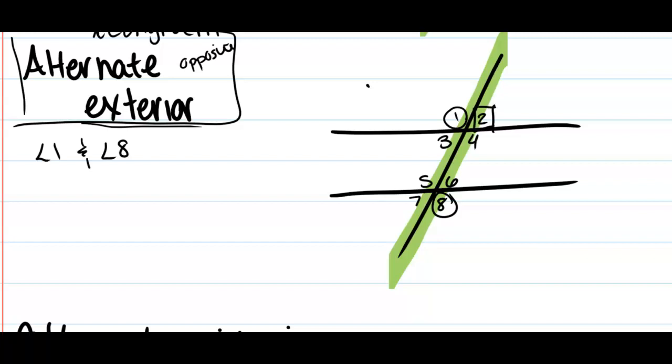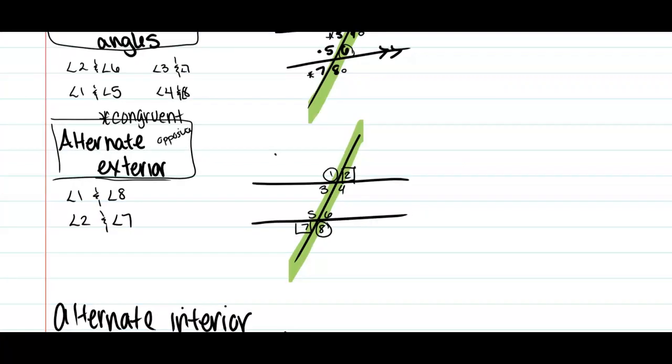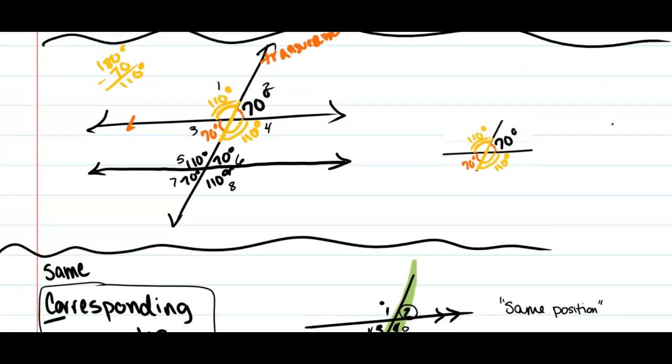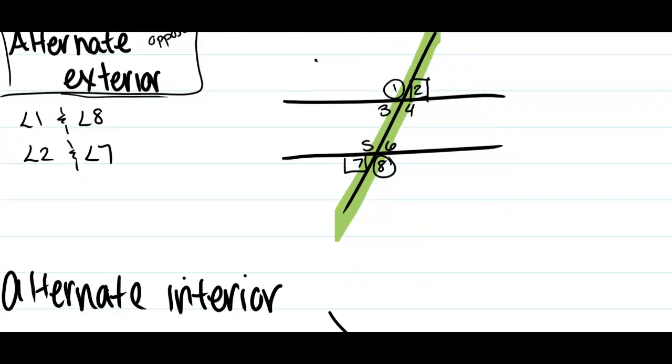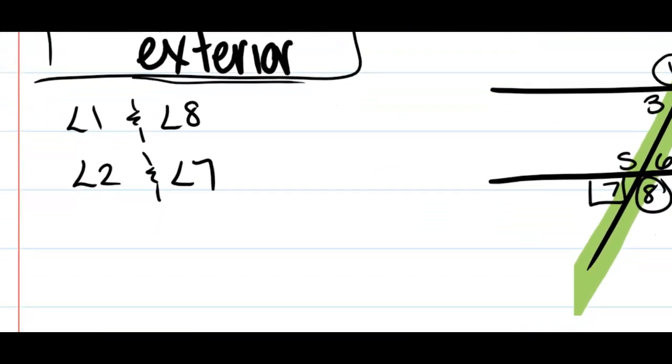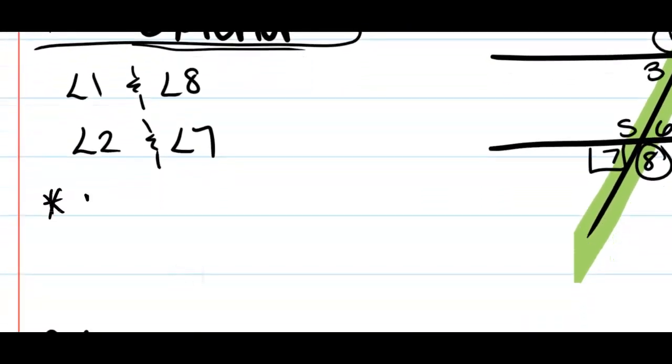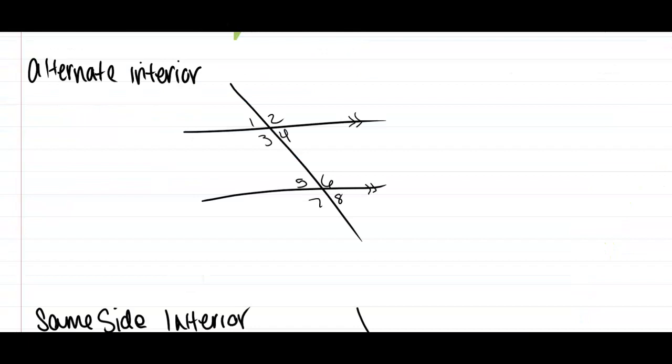Then we have angle 2, opposite side, angle 7, and they're both on the exterior. So angle 2 and angle 7 are alternate exterior angles. Now, if we look at the relationship of the angles, 2 and 7 are both 70, 1 and 8 are both 110. So we can say that alternate exterior angles are also congruent. Okay, let's look at alternate interior angles. Again, we're basing it off of the transversal.